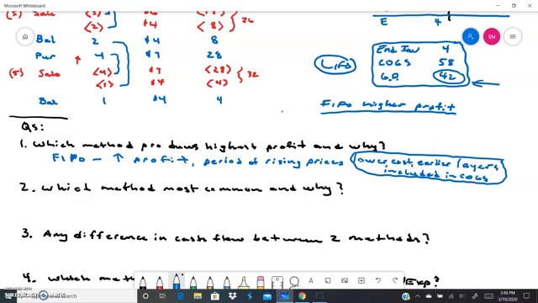LIFO would just be the opposite. LIFO is going to include the later, higher priced layers in its cost of goods sold, and therefore the profit is going to be lower.